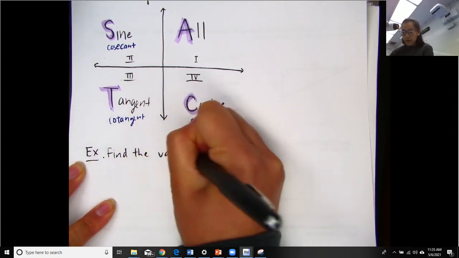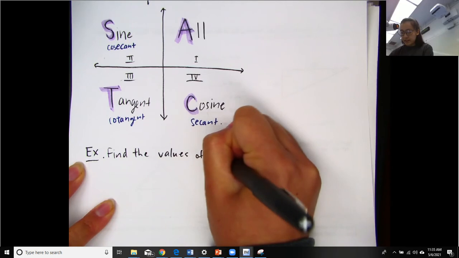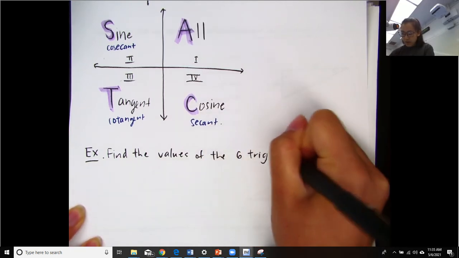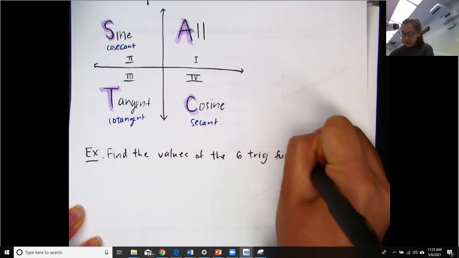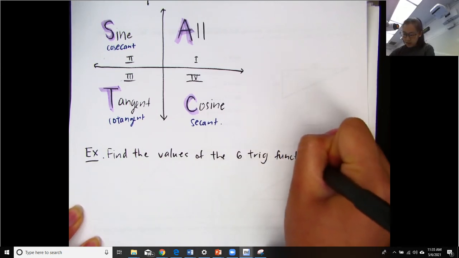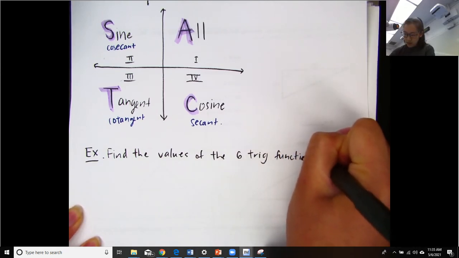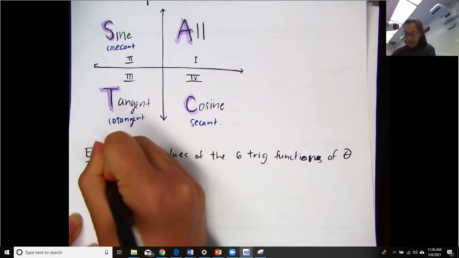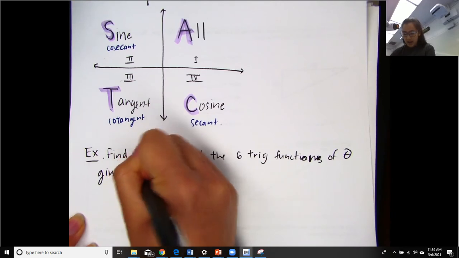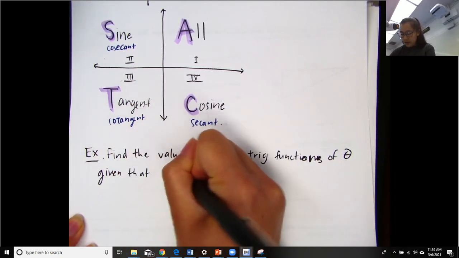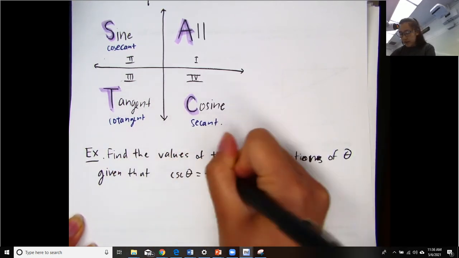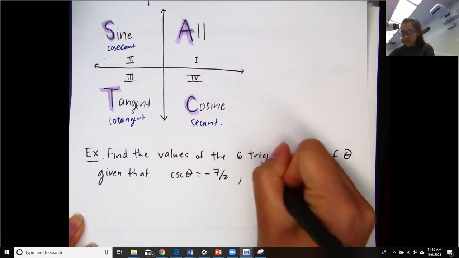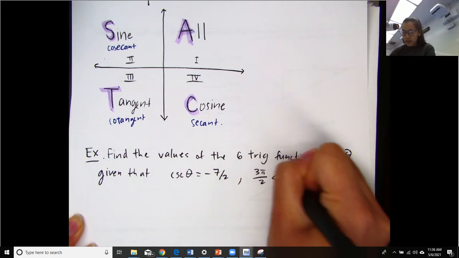So we're going to find the values of the 6 trig functions of theta, given that cosecant of theta equals -7/2, and theta is between 3 pi over 2 and 2 pi.